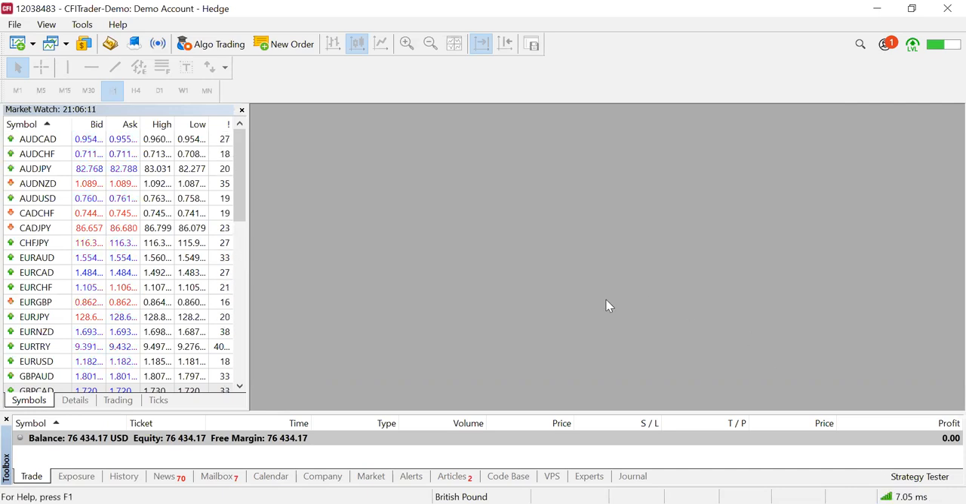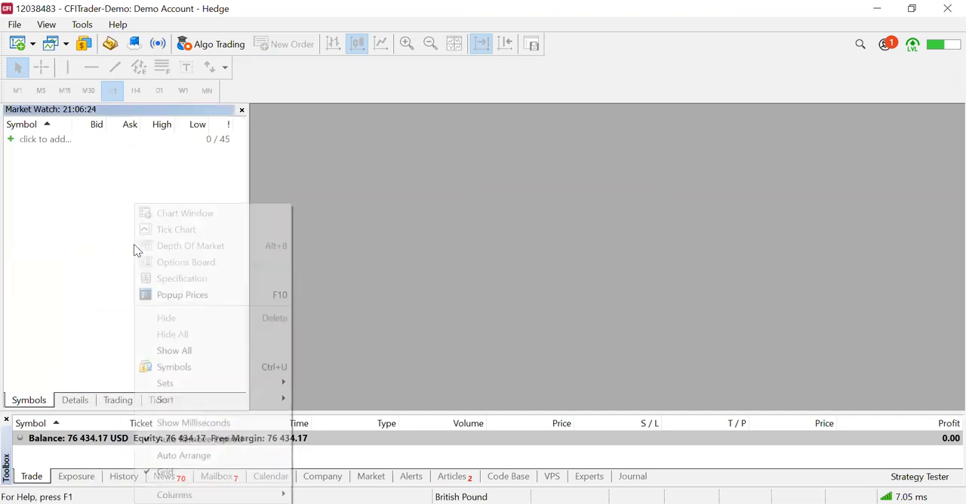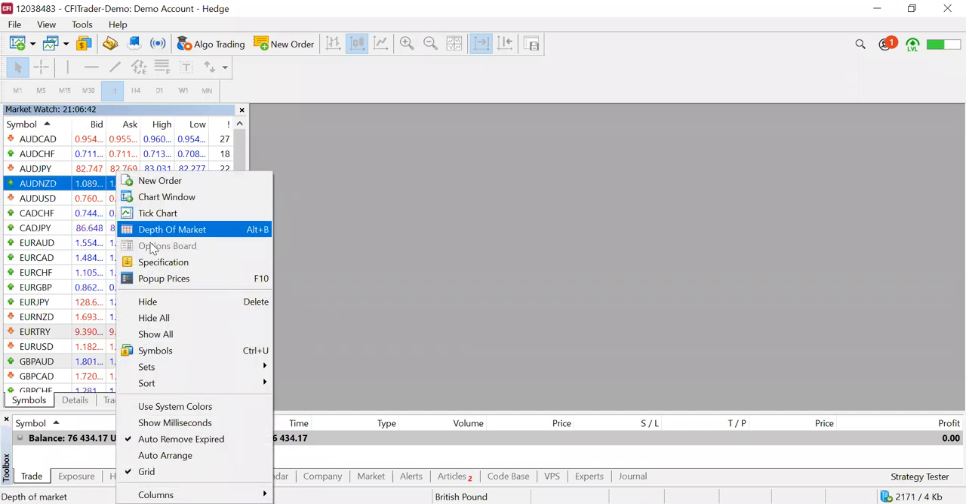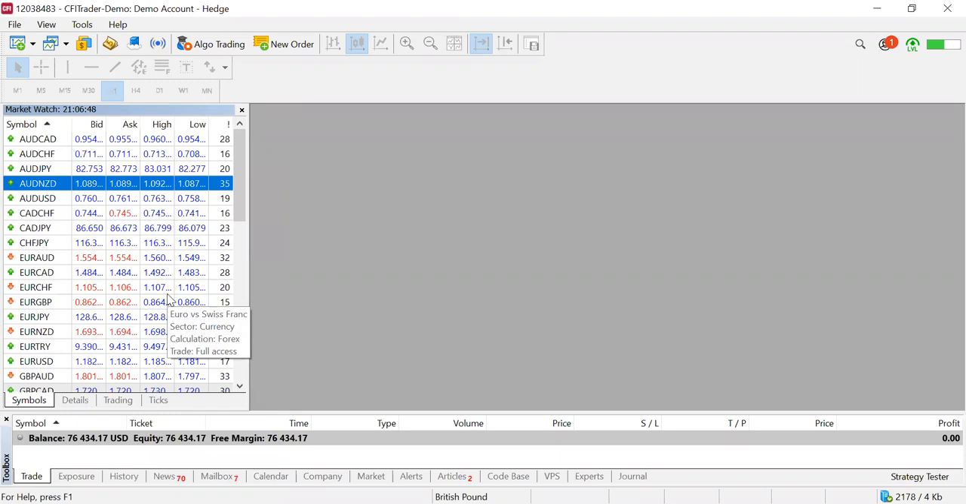Okay, so the first thing, as you can see on the left-hand side, is the Market Watch table. This is how it will look. Usually you will have only a few symbols that you're going to be able to see. If you would like to add all the symbols, you simply right click, and this is the option here that says Show All. Then you will have all the products or instruments that are available to trade, not on the MT5, but with CFI. So you will have everything there.